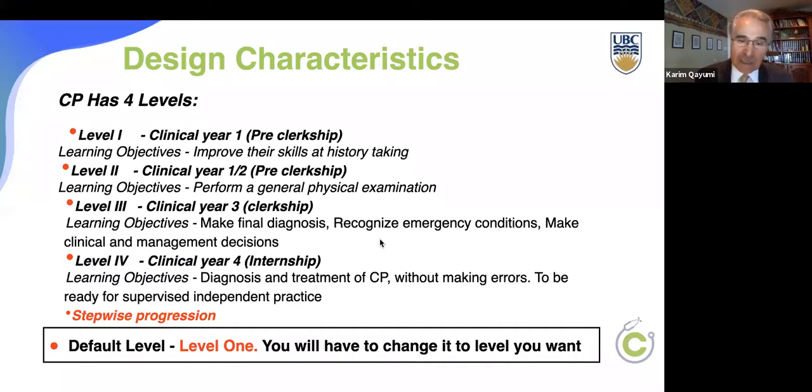At this point, I'd like to come back to a frequently asked question. A lot of people called us and sent us messages saying, oh, we cannot go further than level 1. But the system by default, when you register, goes to level 1, and you have to go back and change it to level 2, 3, or 4, whichever level is according to your status.